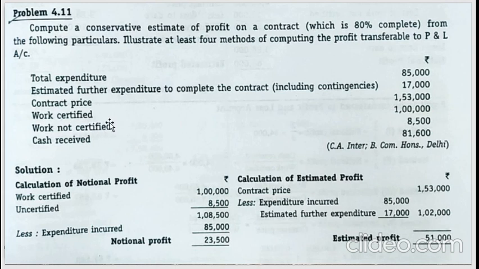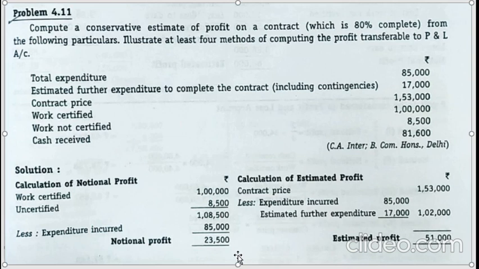which is 1 lakh plus 8,500, which will give you 1 lakh 8,500. With that, we will minus the actual expenditure that has been incurred. The total expenditure incurred is 85,000. So 1 lakh 8,500 minus 85,000 will give you your notional profit, which is 23,500.